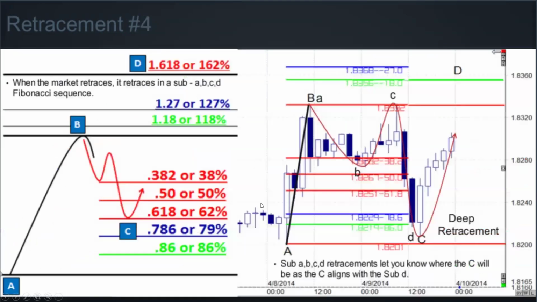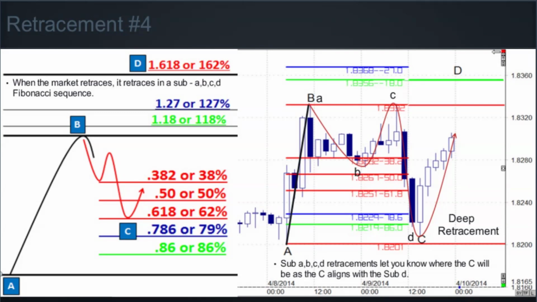Okay, and then the fourth one is when the market comes back into the AB boundary, creating sub A, sub B, sub C, sub D. As you can see here, small a, small b, small c, small d. And that is your C. Your small d is your big C. And then the market gives you a piercing line. Now look at this candlestick. This is the opposite of the dark cloud that we talked about.